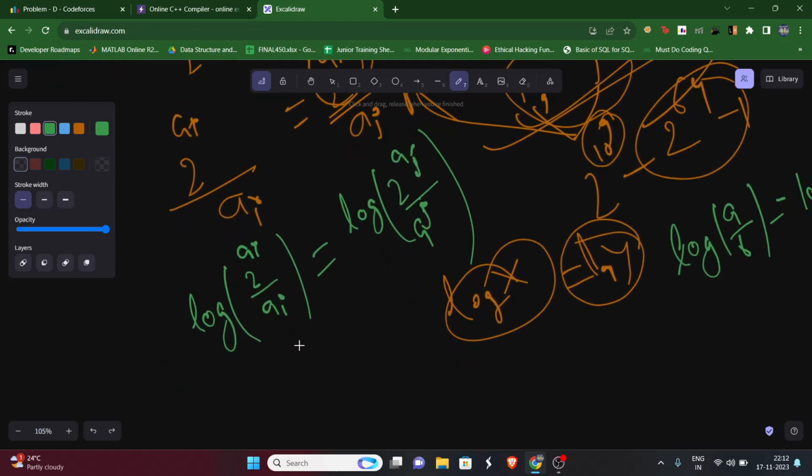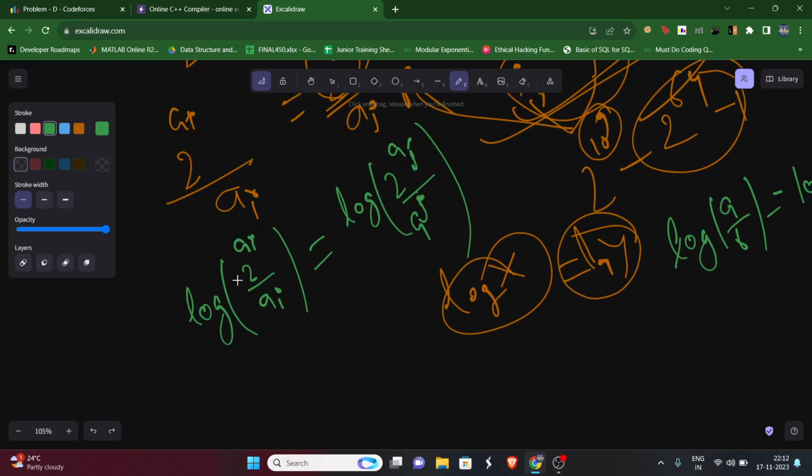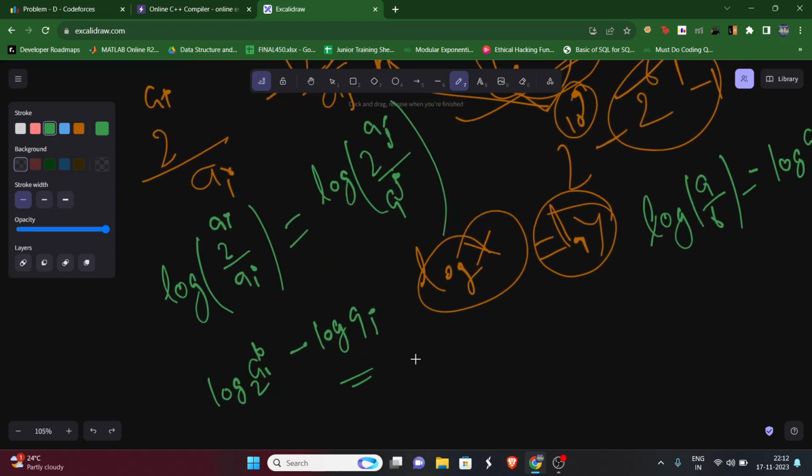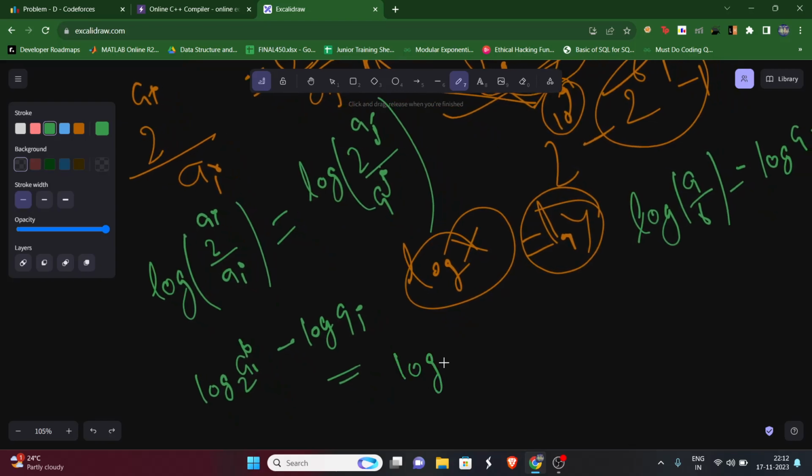So if we follow the same property, we can write this as log of 2 to the power a of i minus log of a of i, and here it will be log of 2 to the power a of j minus log of a of j.